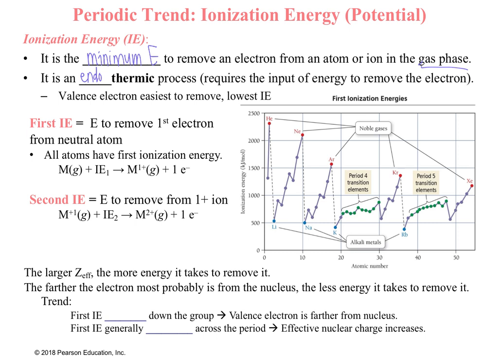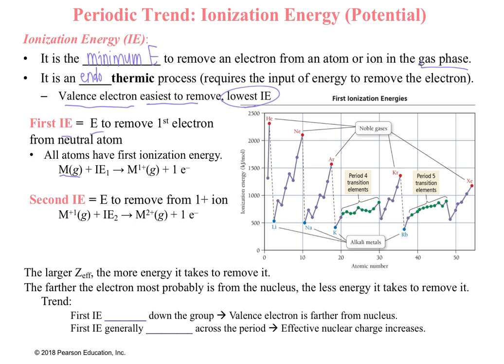Valence electrons are on the outside of the atom. They're the most exposed and the easiest to remove, which means it requires a low amount of energy to get that to happen. By definition, the first ionization energy is the energy to remove the first electron from a neutral atom. Every atom has a first ionization energy.